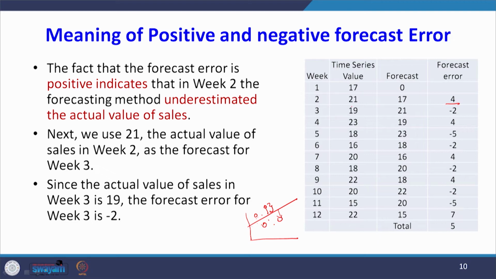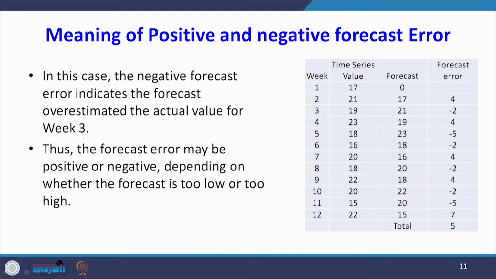Actually it is a 21, but we forecasted 17. So, the difference is forecast error. Next we see the 19 and 21. Actual is 19, but we have forecasted a 21. So, we have overestimated, that is why we are getting negative error. In this case, the negative forecast error indicates that the forecast overestimated the actual value for week 3.